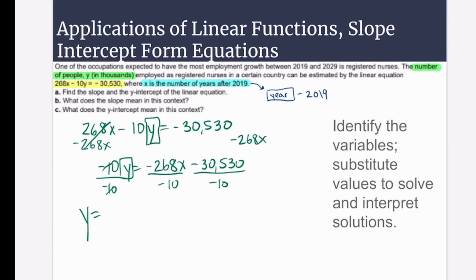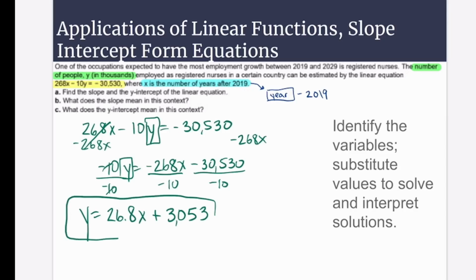So here's our equation. y equals, we could write this in multiple ways. If we divide by 2, let's just say it's 26.8x plus 3053. So 3053. That's your equation. So the slope is the 26.8 and the y-intercept is the 3053. So let's start with the y-intercept because that's actually going to be the easier one to do.